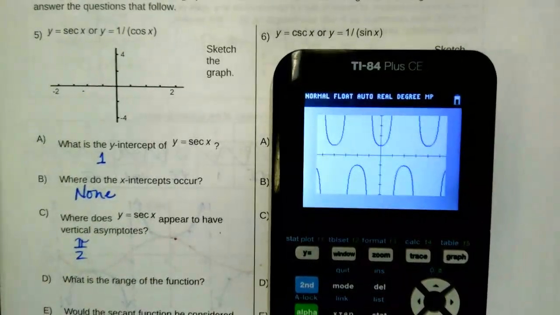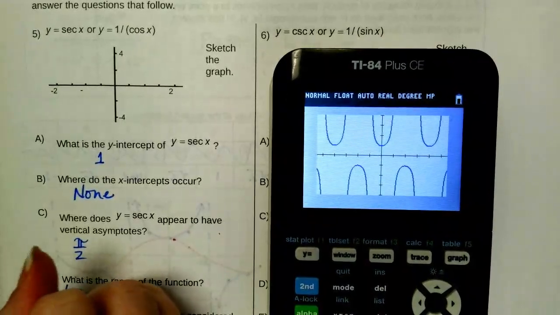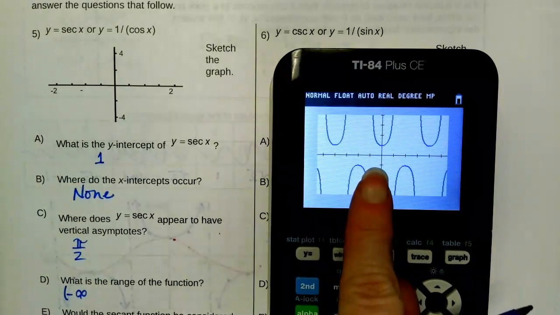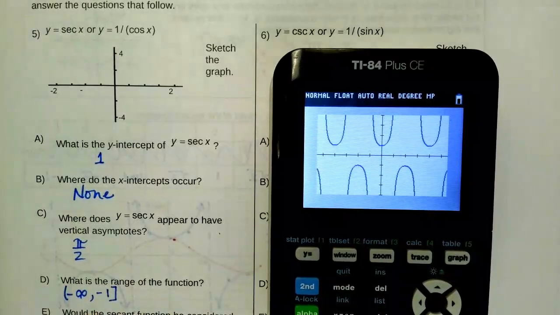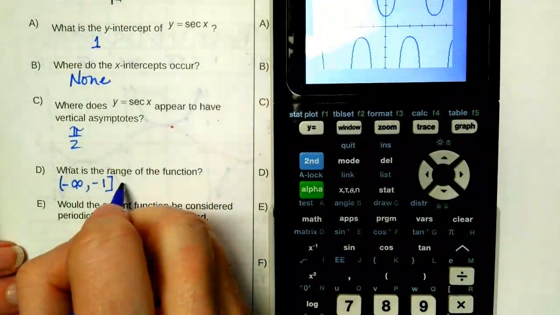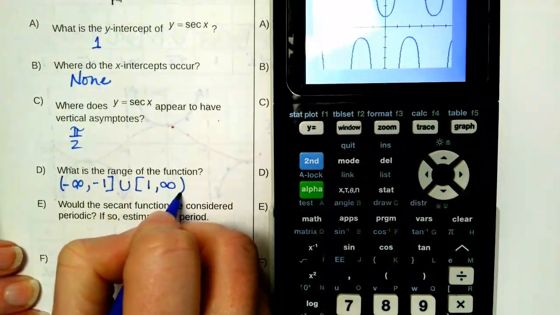Okay, so now remember yesterday when we were doing tangent and it looked like this over and over again. It went from negative infinity to positive infinity. This one doesn't do that, but it does go to negative infinity. So I start down here at negative infinity and then I start moving up. It stops at 1. So it goes negative infinity to negative 1. And it does touch there, so that's going to be a bracket. And then it starts over again at 1 and goes to infinity.